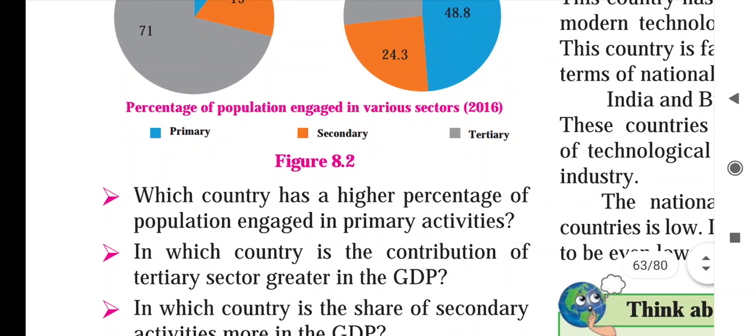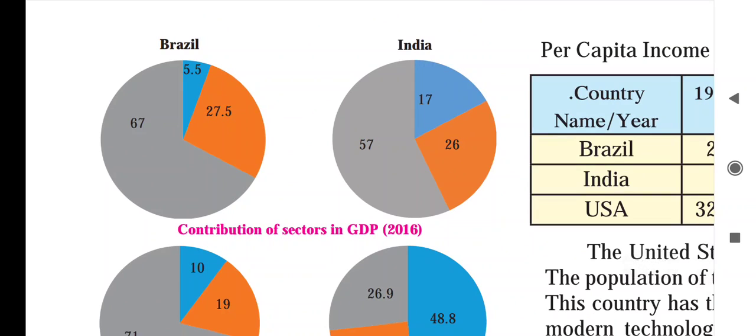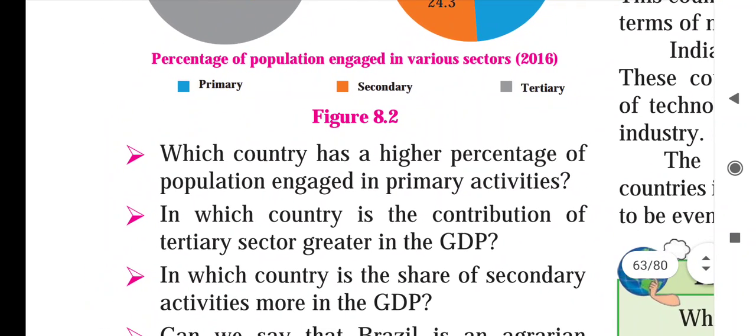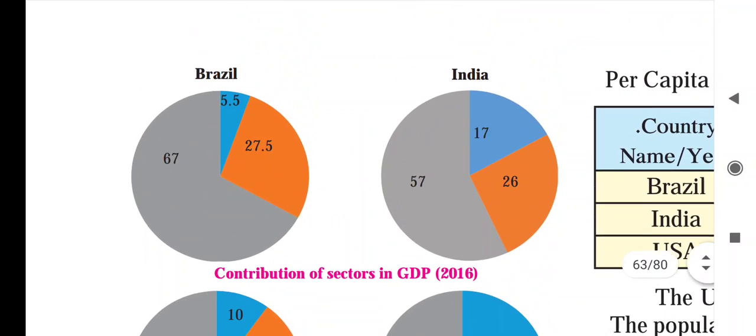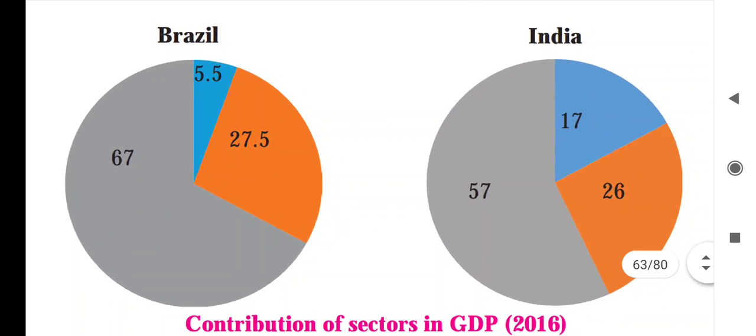Next, in which country is the contribution of tertiary sector greater in the GDP? So in the GDP, see, tertiary sector, here it is given 67 and here 57. So we can say that the contribution of tertiary sector is greater in the GDP in Brazil. Next, in which country is the share of secondary activities more in GDP? Now see, secondary is shown by this orange color, here Brazil 27.5 and India 26. So we can say that the share of the secondary activities is more in GDP in Brazil.